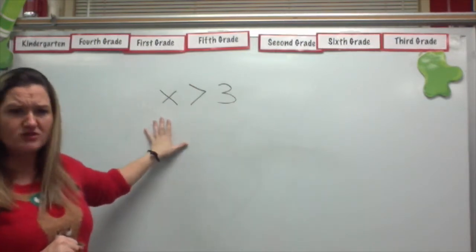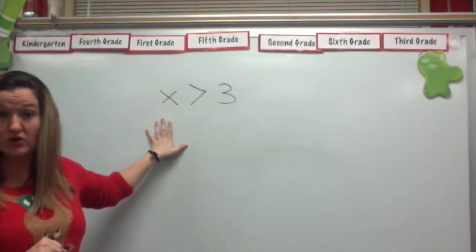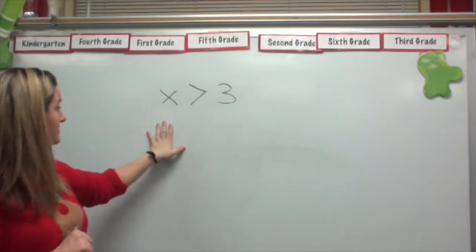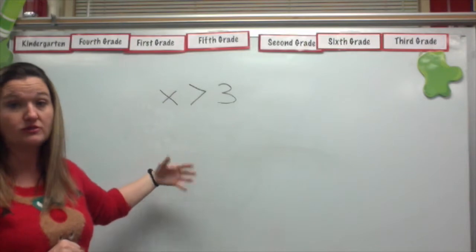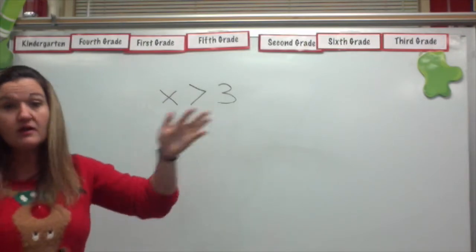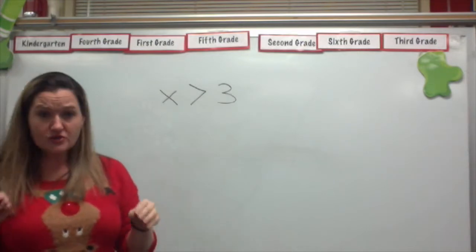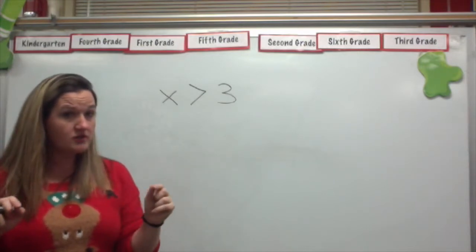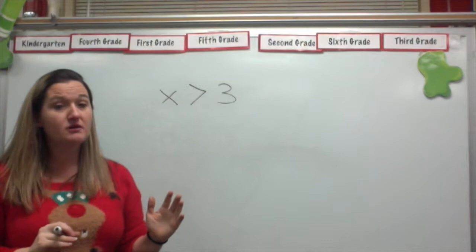Now, is there one solution to this? No, there's an infinite number of solutions. It's basically any number that's larger than 3. Could be 4, could be 8, could be 20, could be 1,000, could be 5 billion. So in an inequality, there's not going to be just one set answer. It's going to be a range of numbers.